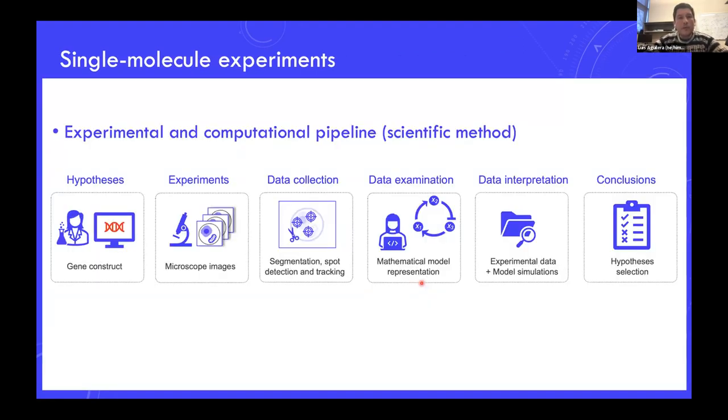So how do we combine experimental and computational data? Basically, we follow the scientific method. We start with a hypothesis. For this hypothesis, we have to build the gene construct. Then we perform experiments in the microscope, then we collect the data. To extract data from the experiments, we do basic image processing like cell segmentation, spot detection, and tracking. Then we perform a data examination. This is basically creating mathematical models that represent the experiment, and then some integration between the experiments and the simulations. And finally, the conclusion is just the selection of the hypothesis.